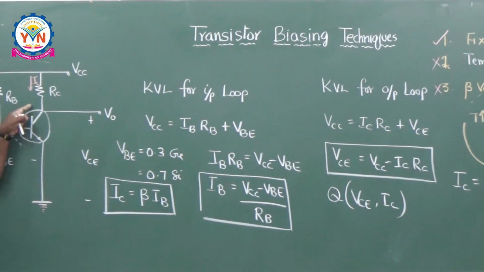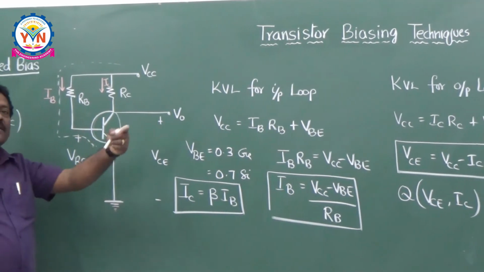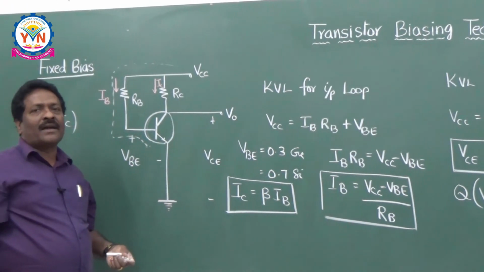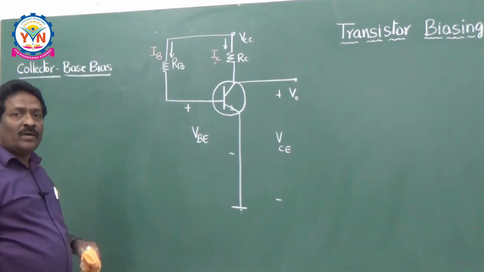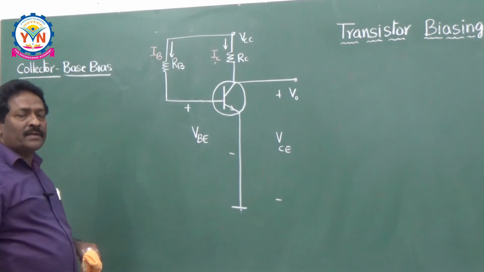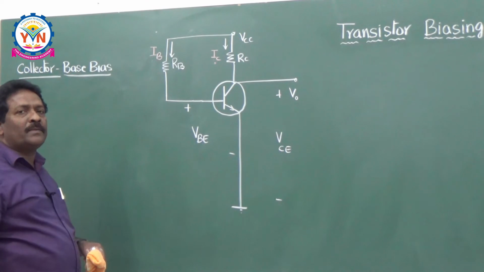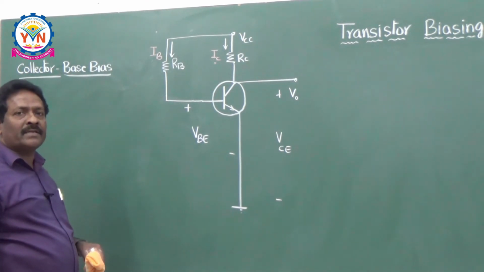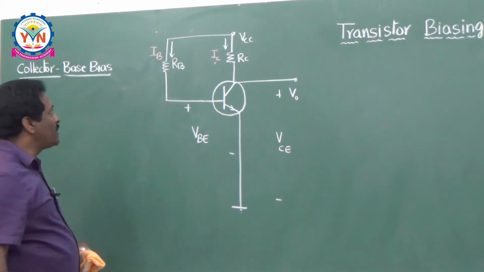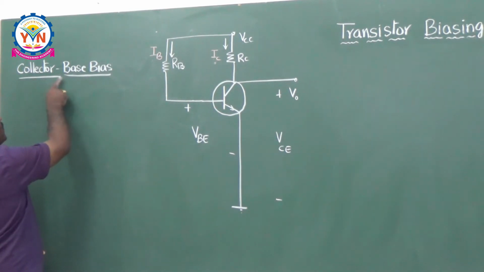And that's the reason we are going for the next biasing circuit, that is called collector to base bias. Just now we have discussed the fixed bias circuit. In the fixed bias circuit, the problem is we have not taken care of the temperature variations and beta variations. Let us see what happens in the next biasing technique, collector to base bias.